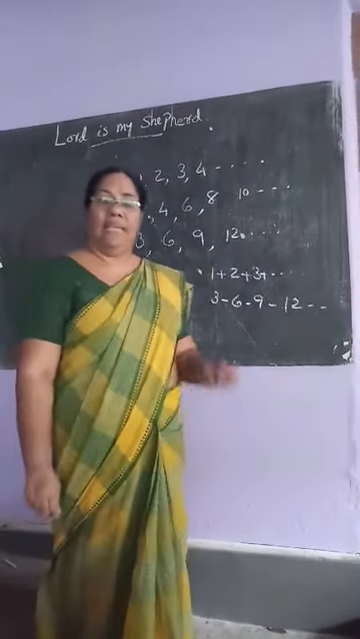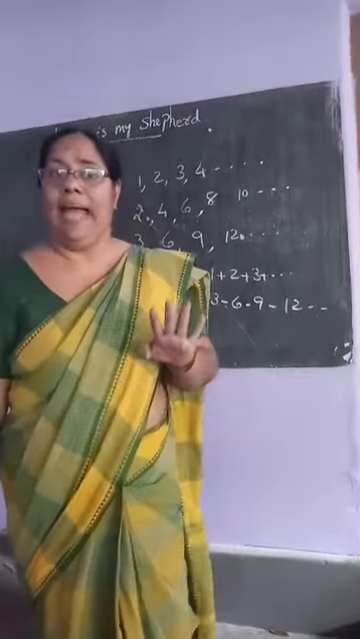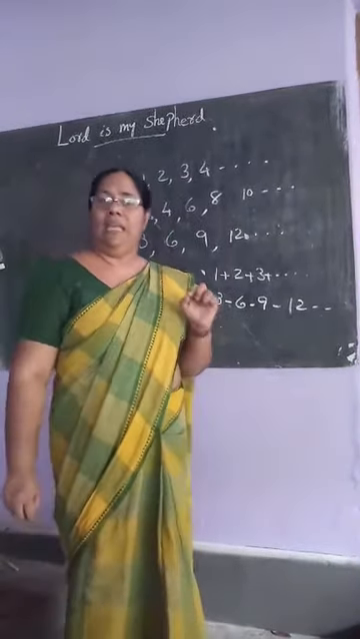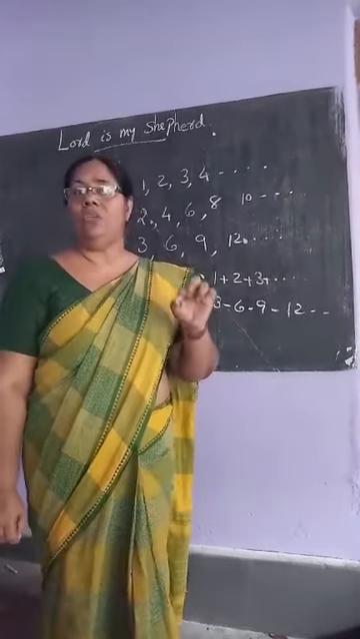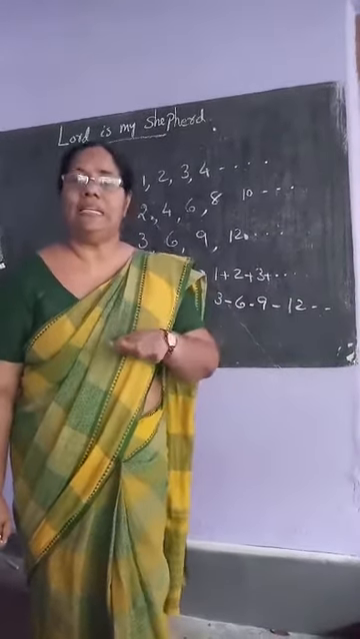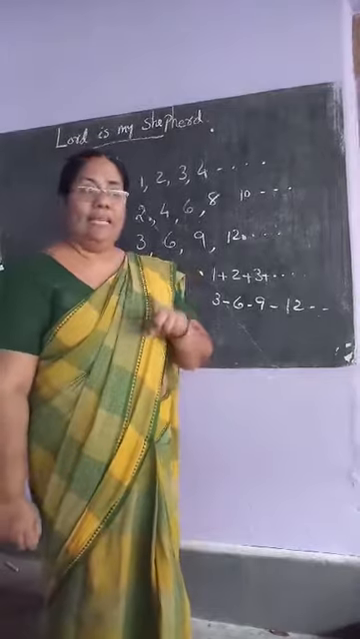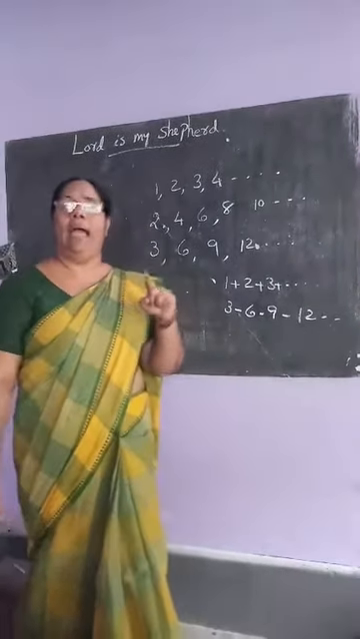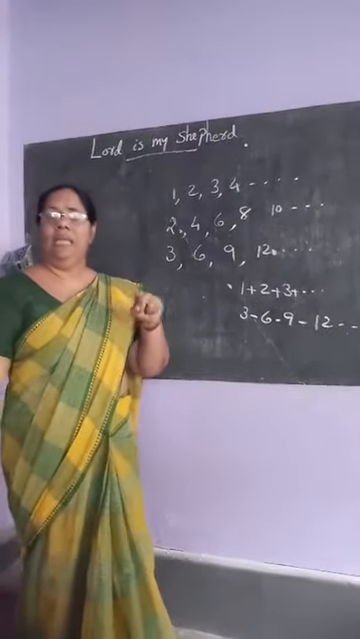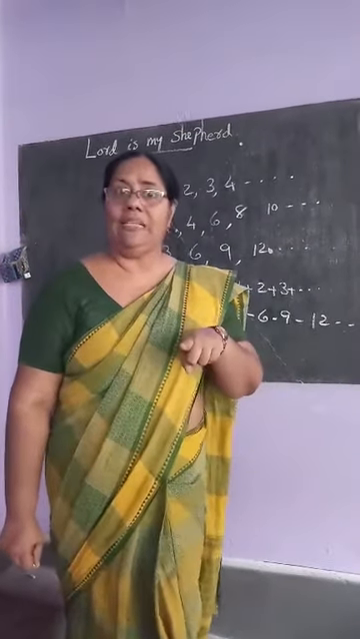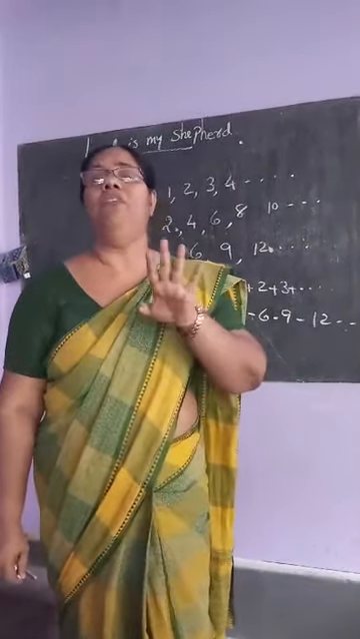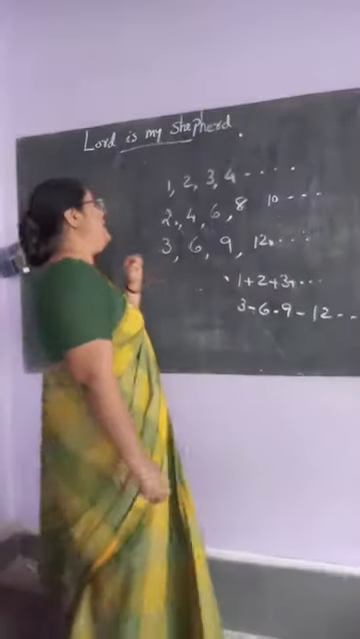Now, a sequence is said to be an arithmetic progression if its terms continually increase or decrease by a fixed number. I repeat, a sequence is said to be an arithmetic progression if its terms continually increase or decrease by a fixed number. Look at the example.